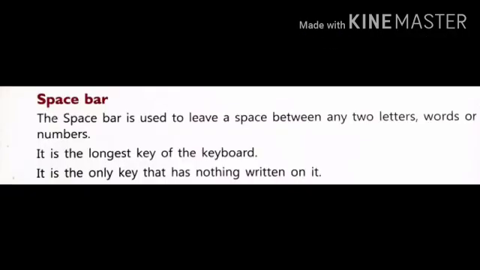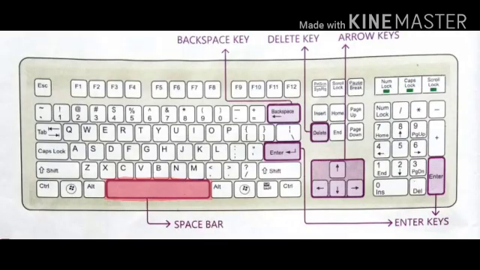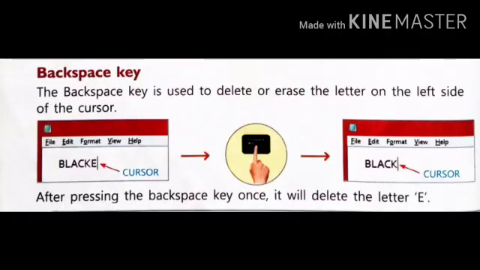The next key is spacebar. The spacebar is used to leave a space between any 2 letters, words or numbers. It is the longest key of the keyboard. It is the only key that has nothing written on it. It is mostly used while typing letters, paragraphs, etc. for inserting gaps between the words. So, here's the spacebar.